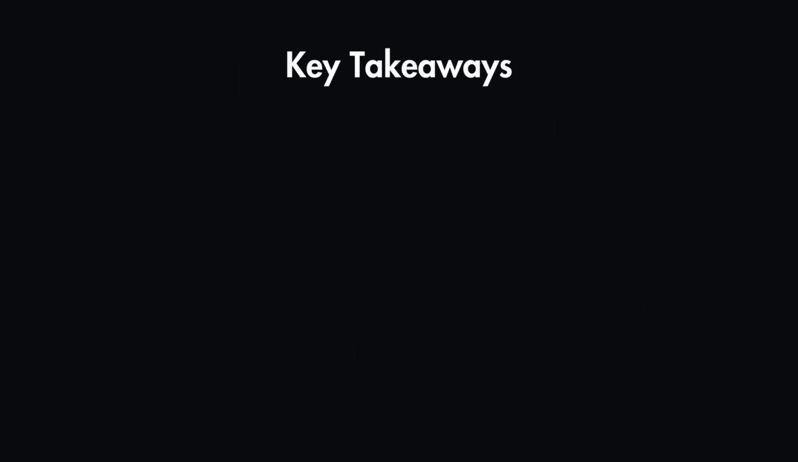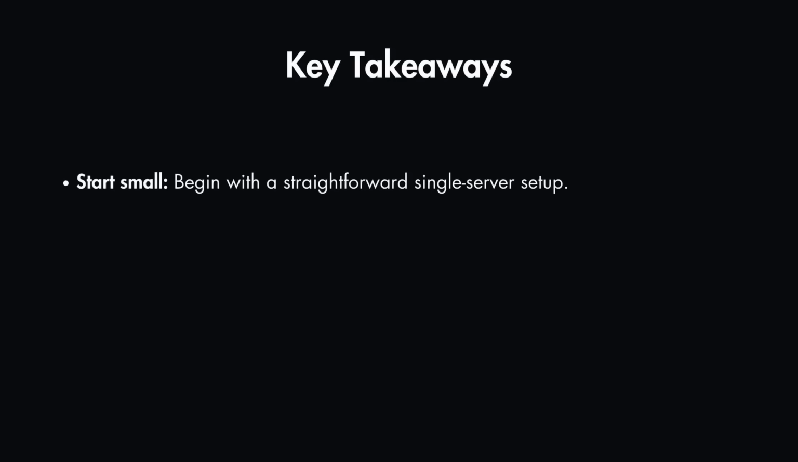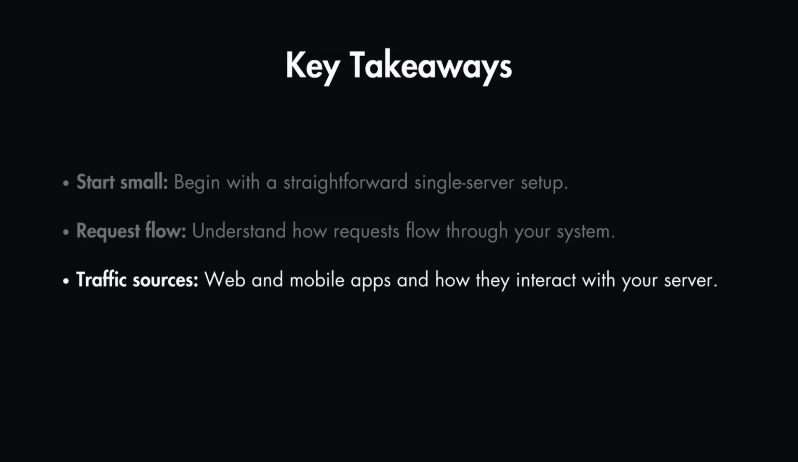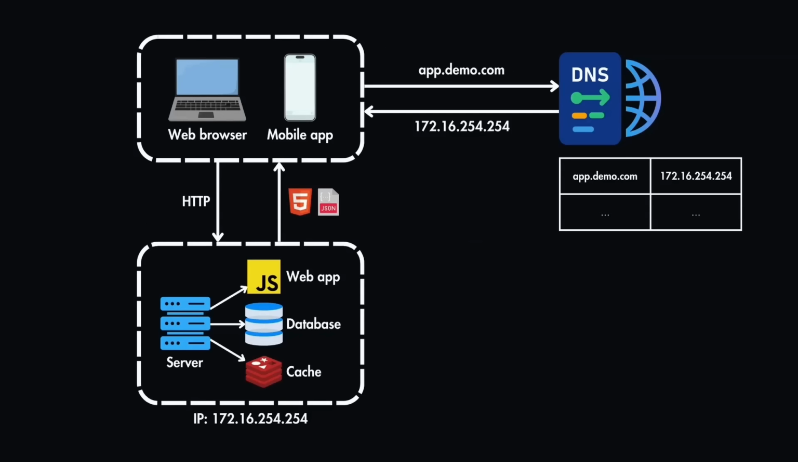Some key takeaways that we can have from this is that we need to start small. We need to begin with a straightforward single server setup to understand the essential components of system architecture. Now we also understand how these requests flow through your system, which is fundamental for building more scalable systems. And we also recognize the unique demands for web and mobile applications and how they interact with your server. And in the next lessons, we'll start looking at strategies for optimizing and scaling this setup.